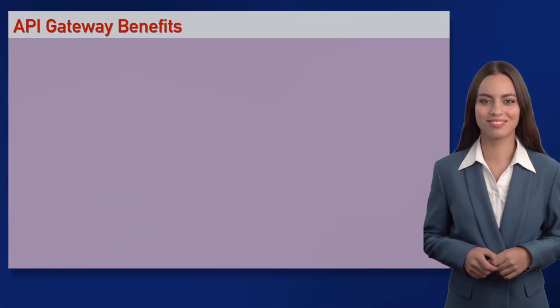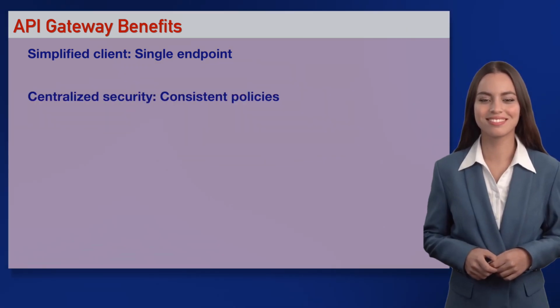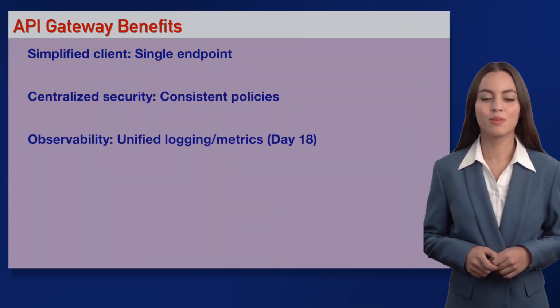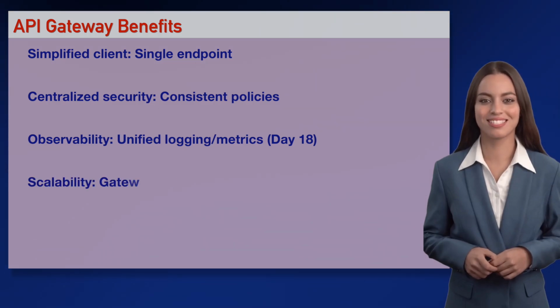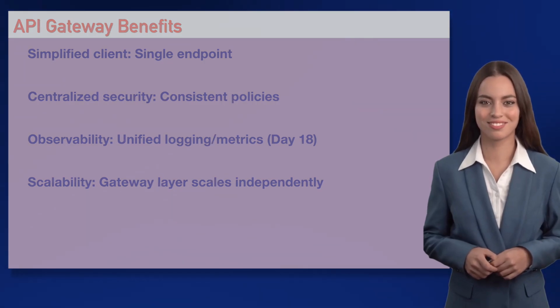API gateway benefits. Clients interact with a single endpoint instead of many services. Centralized security enforces consistent policies across the system. Observability is unified with Day 18 monitoring and logging. Scalability is achieved by scaling the gateway layer independently from backend services.